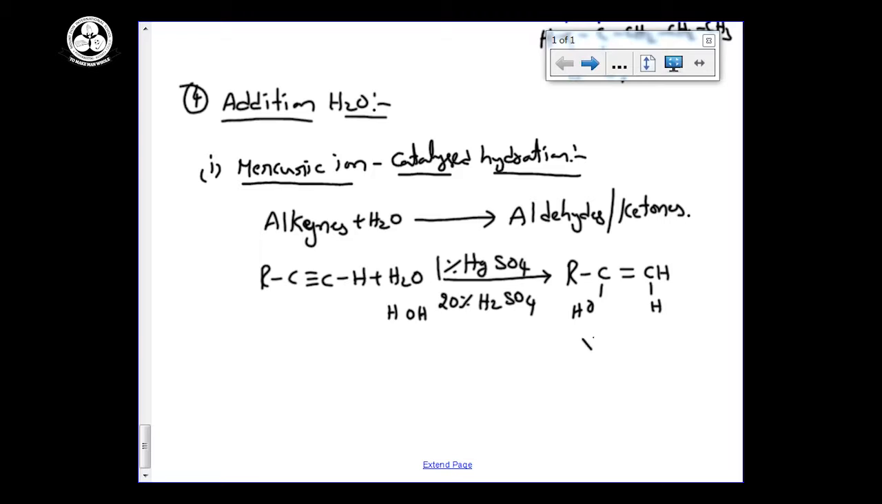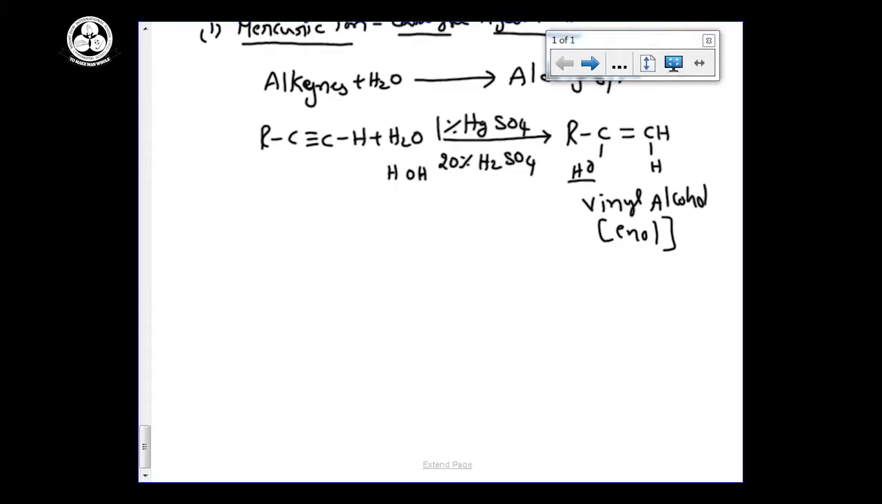And it is called vinyl alcohol. Vinyl alcohol: an organic compound containing OH, so we say alcohol, vinylic alcohol. Another name is the enol form. Why enol form? See the name itself: en means double bond, ol means alcohol. So the double bond and the alcohol group are on the same carbon atom. On one carbon there is a double bond and an OH group also. That's why its name is the enol form.